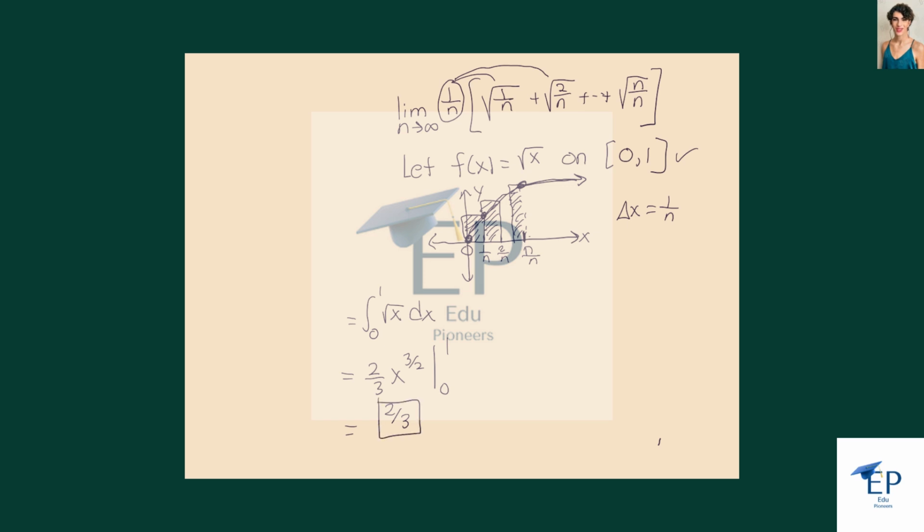And so the limit as n goes to infinity of 1 over n times that quantity, and the quantity is square root of 1 over n plus the square root of 2 over n all the way out to the square root of n over n, that's going to produce 2/3 when it's all said and done.